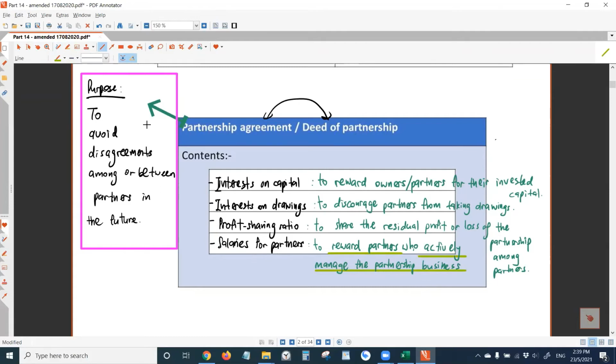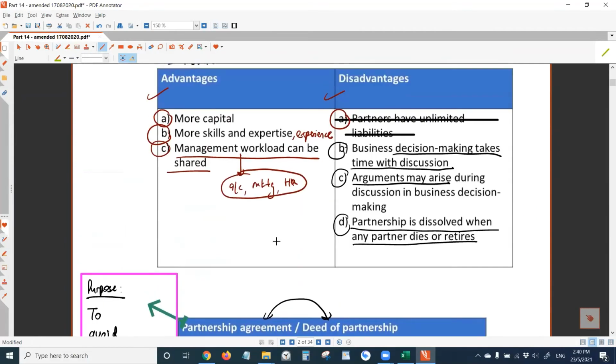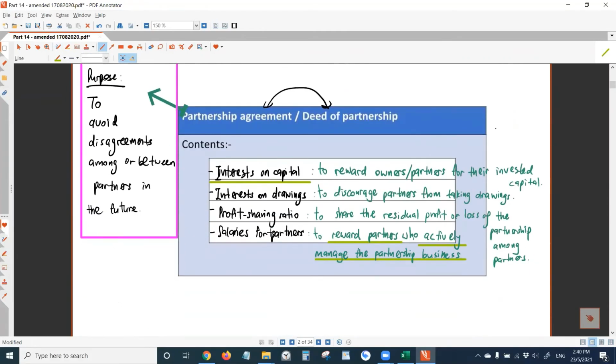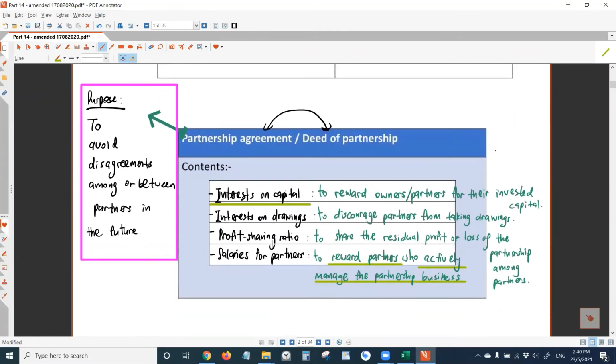Next one, which is the first one. Interest on capital. The purpose of having this is to reward partners who have contributed money into the business. How do you become a partner in the first place? In order to become a partner in a partnership business, you must first contribute capital. Capital means money. So in return, they must get some form of money, right? So you call this interest on capital, to reward owners or partners for their invested capital.